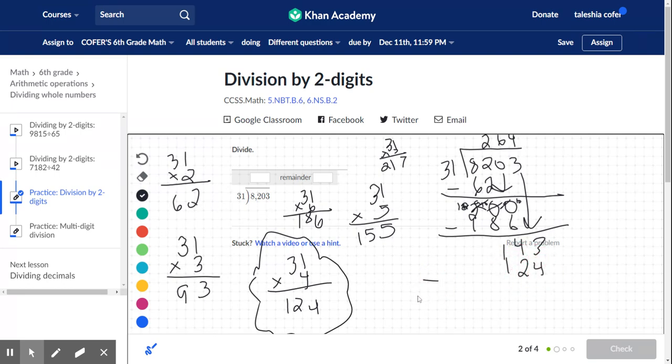When I subtract it out, 4 can't be taken from 3 because 3 is bigger, so I borrow from my neighbor. This becomes a 3, this becomes a 13. 13 minus 4 would give me a 9. 3 minus 2 would give me a 1. And 1 minus 1 is nothing. So now I'm left with a remainder of 19.